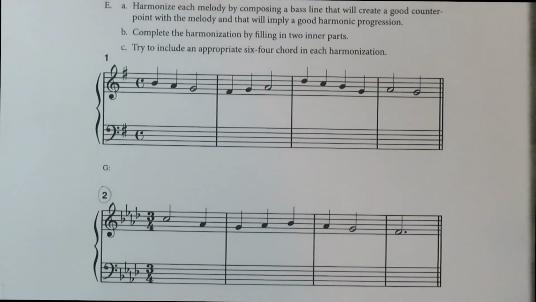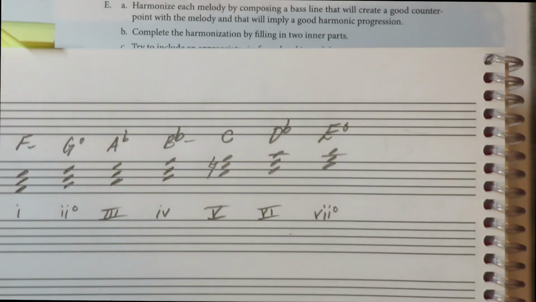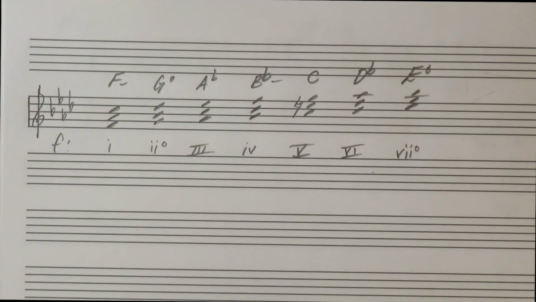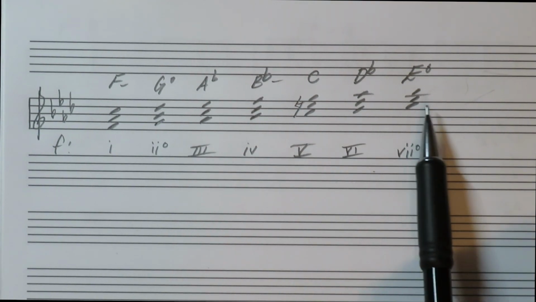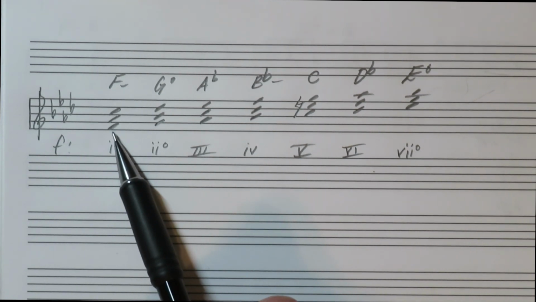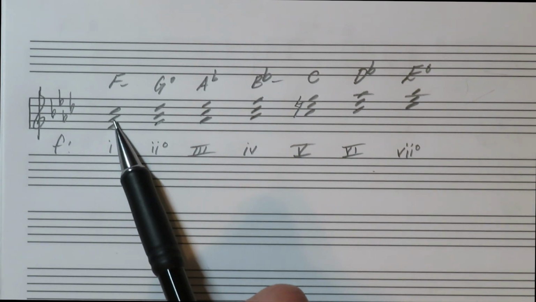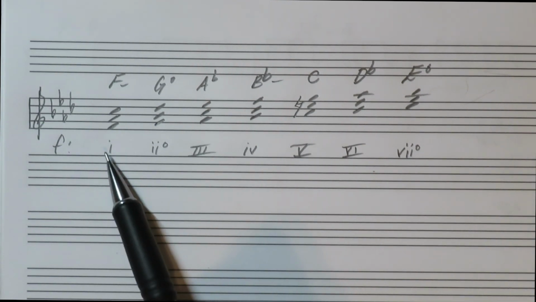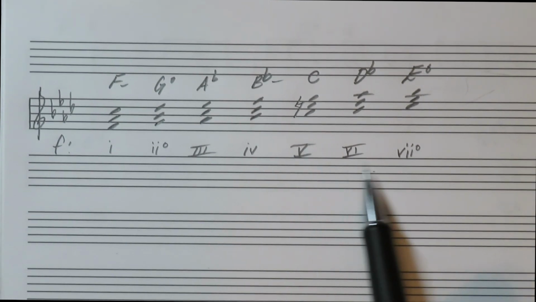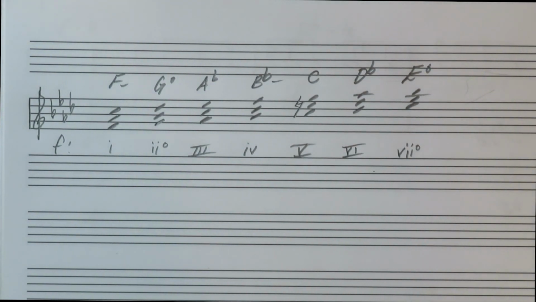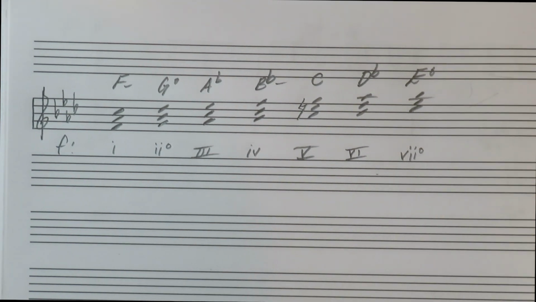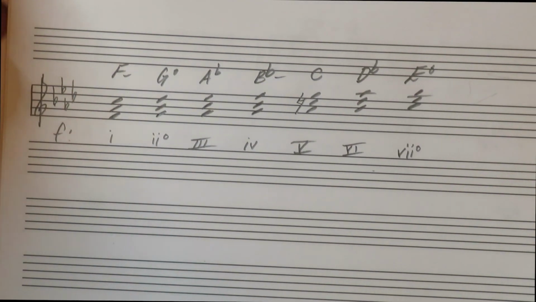I already worked this out, so I'm just going to show you the step-by-step process that I use. The first thing I did was I harmonized the F minor scale in triads, and I just wrote the scale and then stacked it up in thirds, and then I did my Roman numeral analysis and lead sheet as well. That way, while I'm looking at the melody, I can figure out which chords would fit.